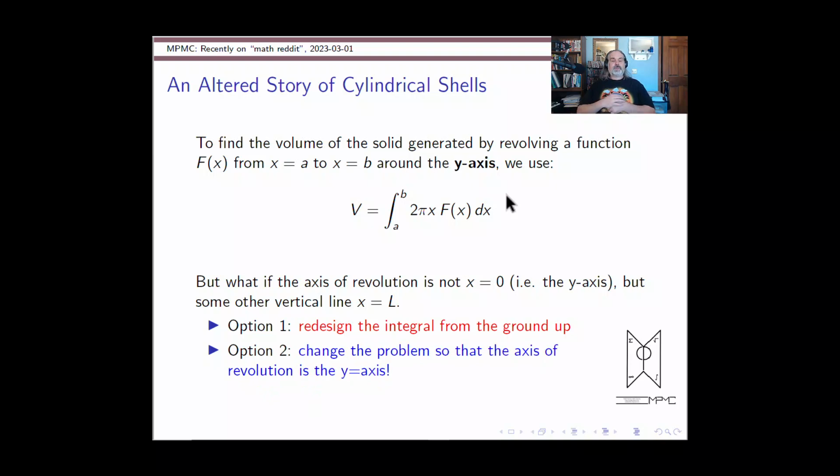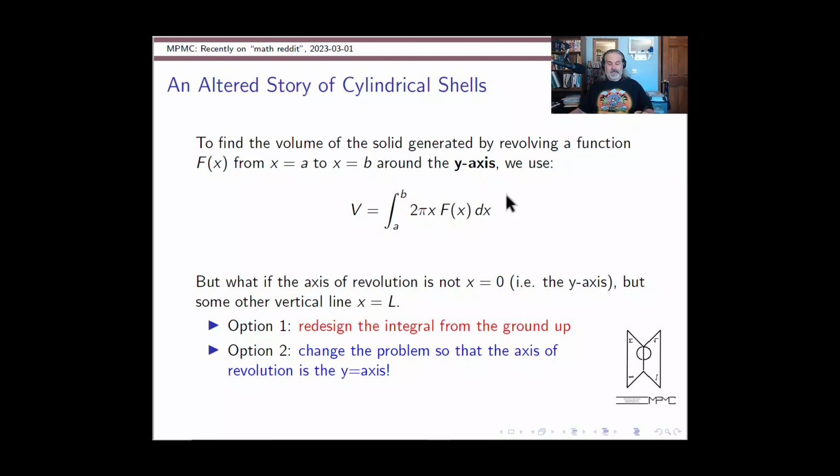Option number 2 is change the problem. That's the hack, right? We're hacking the method of cylindrical shells. What you do is you figure out, well, what would I have to revolve around the y-axis to get the same volume as this new problem I have?